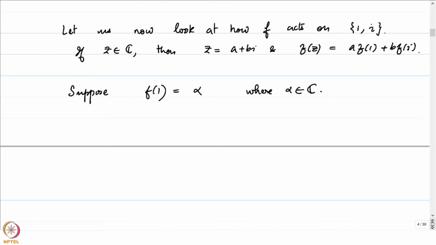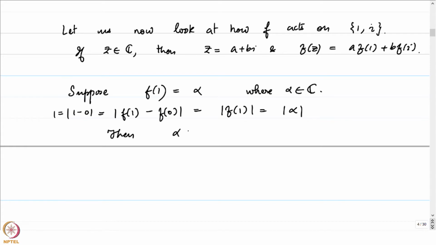What can we say about alpha from the fact that f is an isometry and that f fixes the origin? We know that |f(1) - f(0)| is equal to |f(1)|, and this is also the absolute value of 1 minus 0, which is equal to 1. So this is the absolute value of alpha. That means alpha has absolute value 1. And what can we say about complex numbers which have absolute value 1?